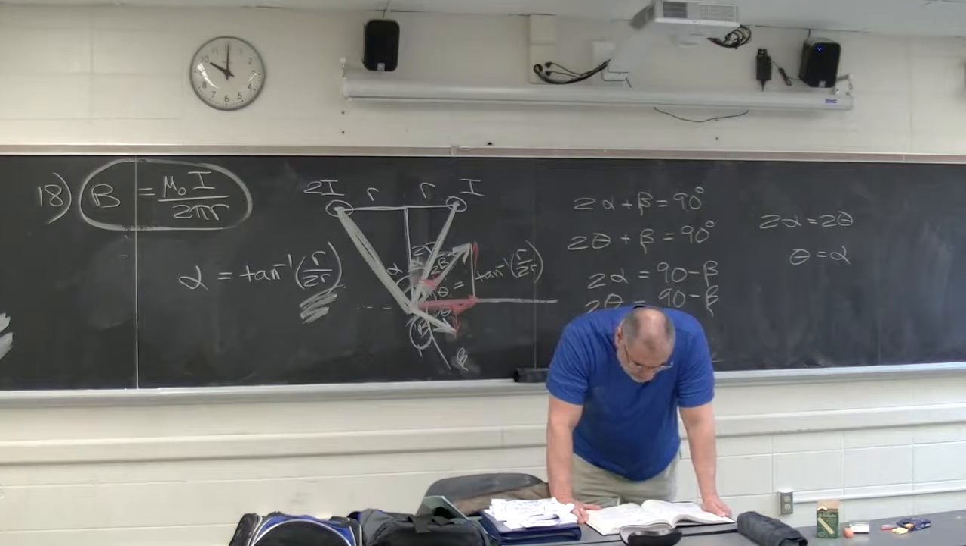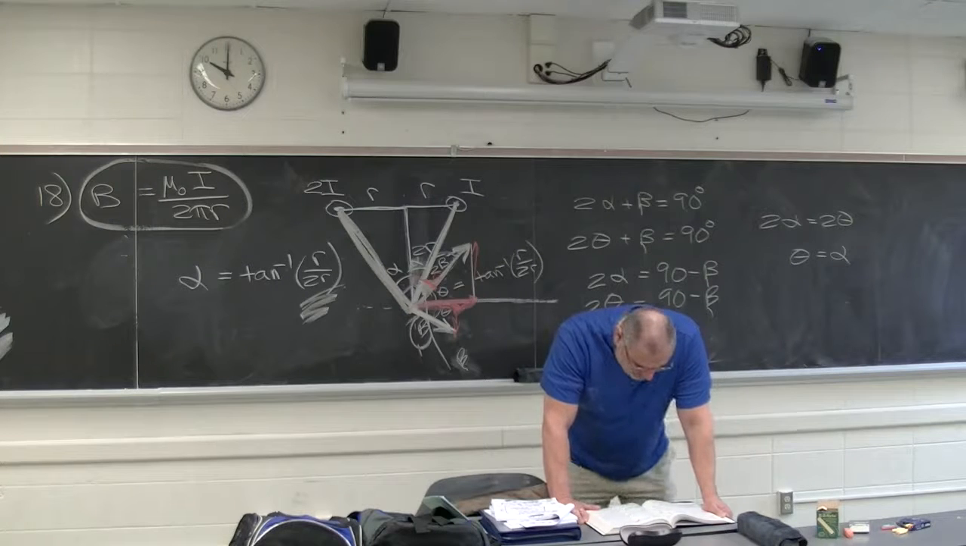Problem number 29 shows 2 current carrying loops with I1 equals 4 amps clockwise and I2 equals 9 amps counterclockwise, placed with their centers at the origin of the XY plane. If R1 is 10 centimeters and R2 is 16 centimeters, what are the magnitude and direction of the magnetic field due to the 2 loops at the origin?